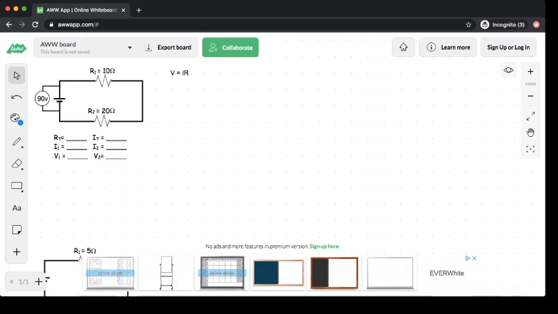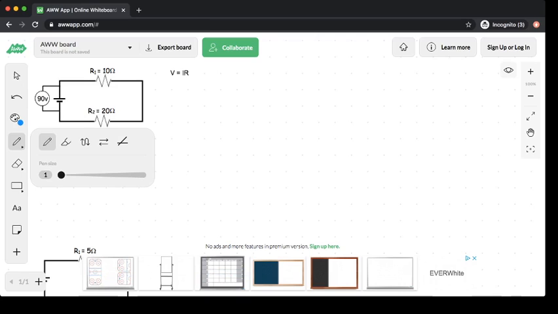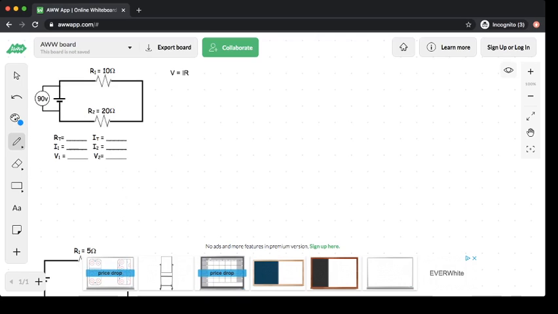But we also have to know a little bit more about what's going on with this circuit. With a series circuit, we have our components, for example R1 and R2, connected right after each other with nothing else in between. If we think about the electrons flowing through this circuit, we have a power source, in this case a 90-volt battery. It's pumping electrons through the circuit, and we think about electrons going from positive to negative.